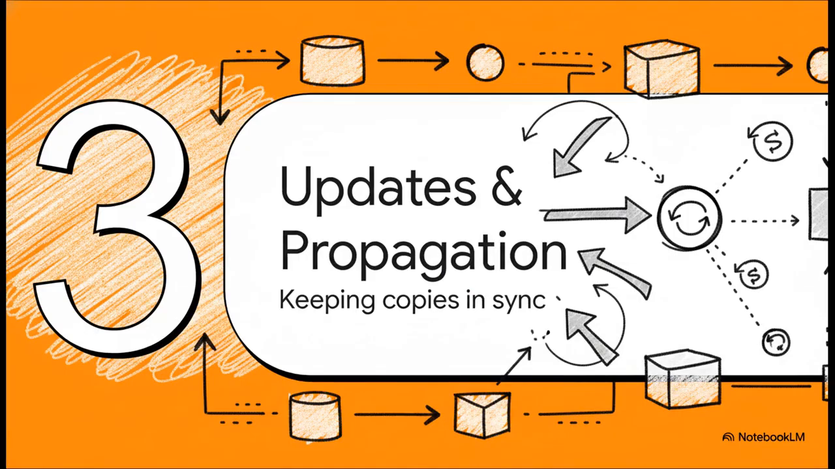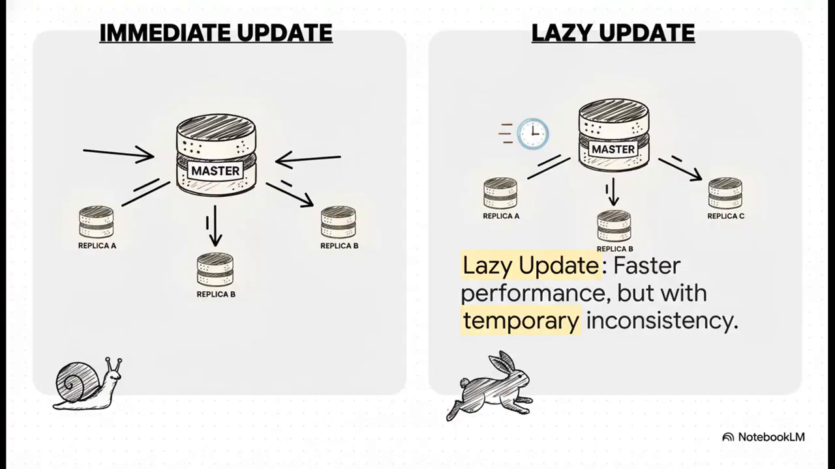All right, so our copies are smartly placed around the world. Awesome. But now we hit the really, really hard part. How do you make sure that when one copy gets an update, all the others get the exact same update? This is where we talk about updates and propagation. So you've got two main game plans here. First, there's the immediate update. This is exactly what it sounds like. The second a change happens, every single replica gets updated right away. This gives you amazing consistency, but man, it can slow the whole system down.